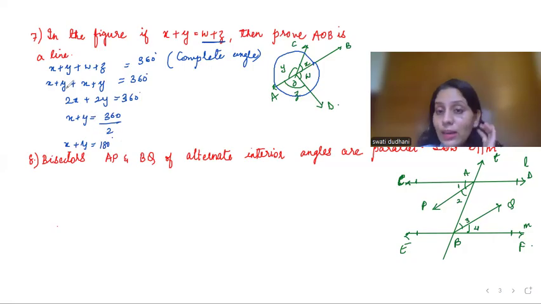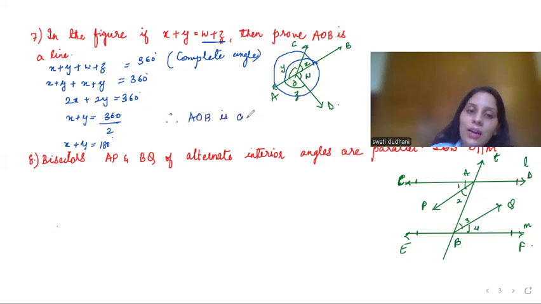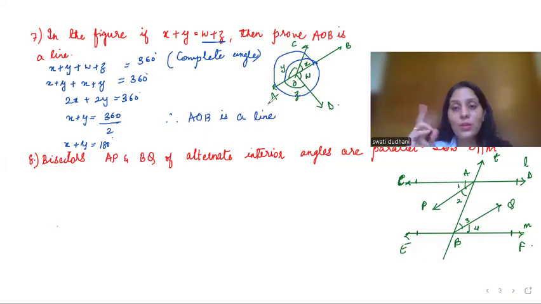Now listen carefully. X plus y is 180. That means the sum of these two is 180. So here generally what we do is, on a straight line, if they are forming a linear pair, they are supplementary. But this is vice versa. Since they are already supplementary, x and y are forming a linear pair, they are supplementary. So definitely AOB is a straight line. AOB is a line. We are using the vice versa property. Now moving on to the next one.